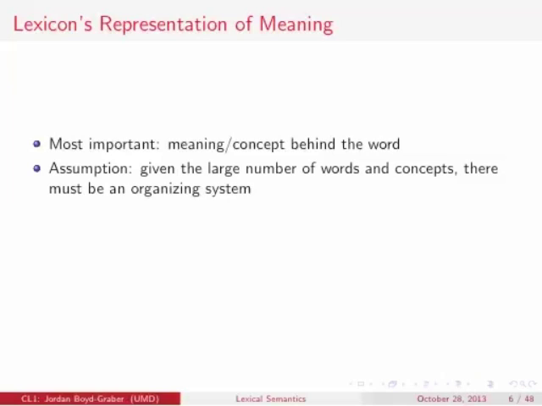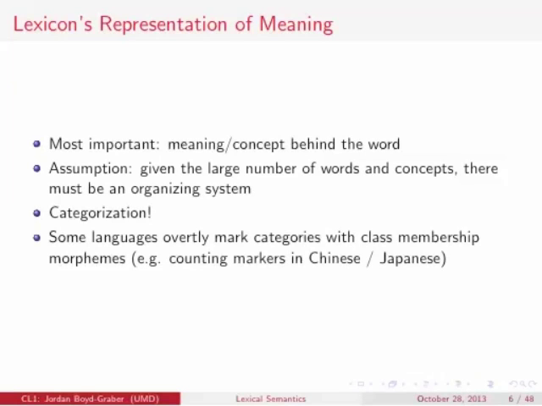But what's most important about the lexicon is the representation of meaning, because language is about conveying meaning from my mind to your mind. So the meaning of the word must be in there. And a lot of people argue that because of that, the lexicon should be organized based on meaning. And there's some evidence for this in languages. For example, in Chinese and Japanese, you have these counter words. And so you have different counter words for flat things and round things, and so there's some sort of semantic organization in the lexicon that's reflected with this categorization.